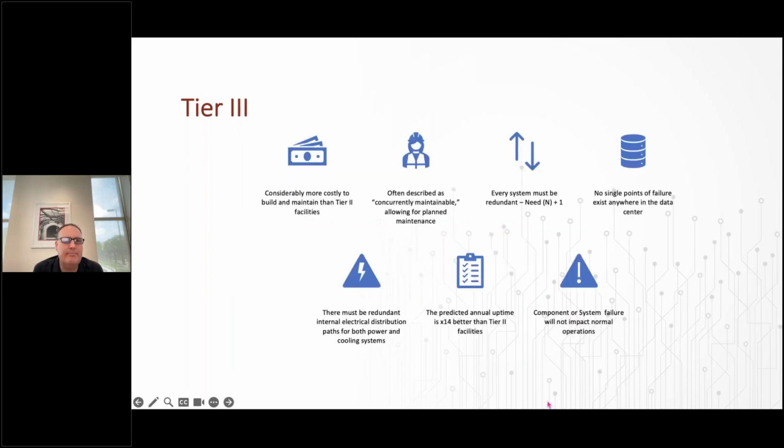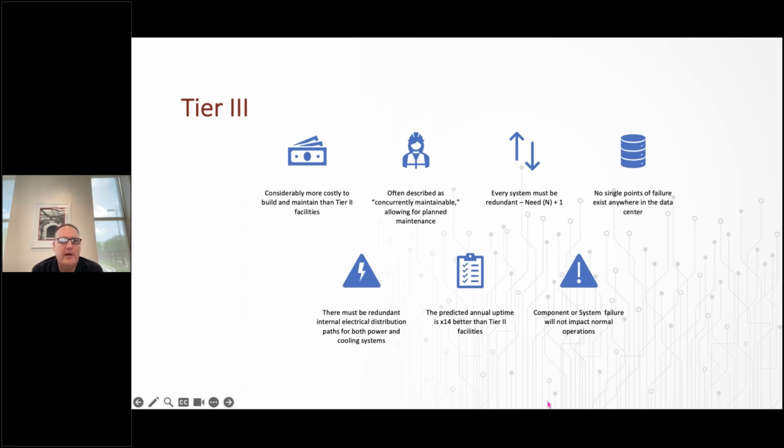The biggest leap in the tier system is really tier 2 to tier 3. And in this tier 3 world, these are significantly more costly to build and maintain than a tier 2. These are almost always a custom building that was purpose-built and designed by a professional engineering organization. It's not a repurposed building, because those repurposed buildings usually cannot meet the requirements of the uptime that the customer wants to see.